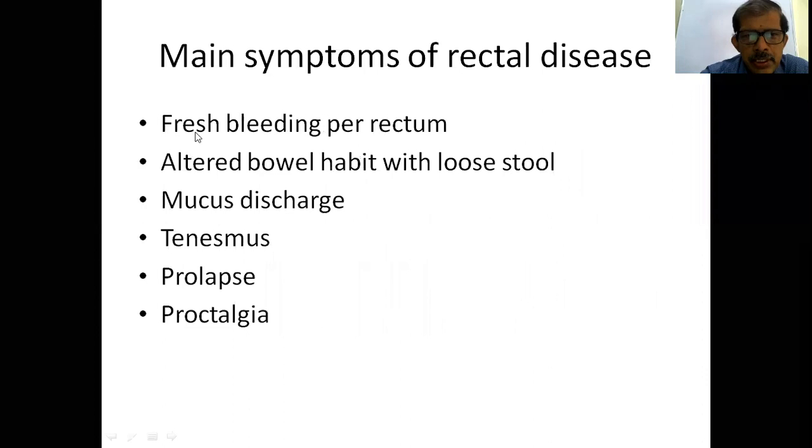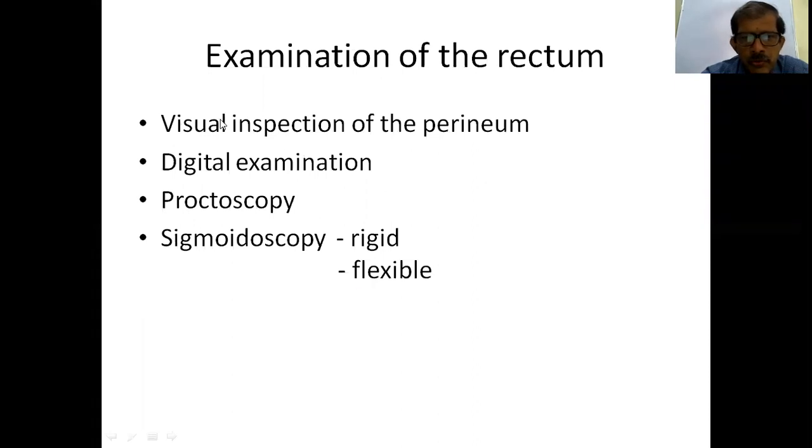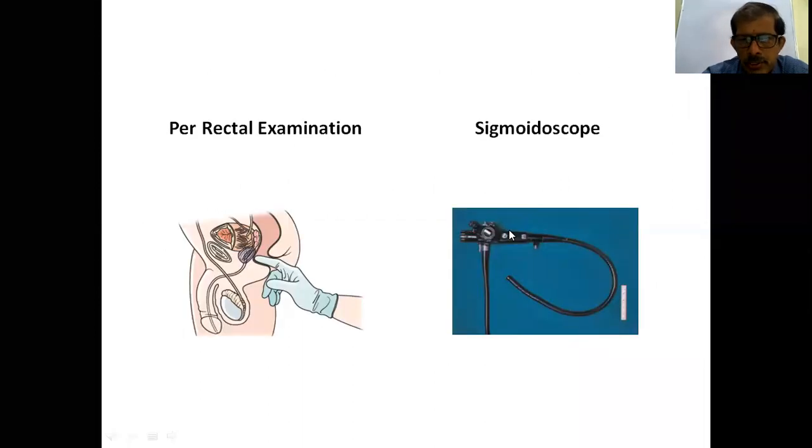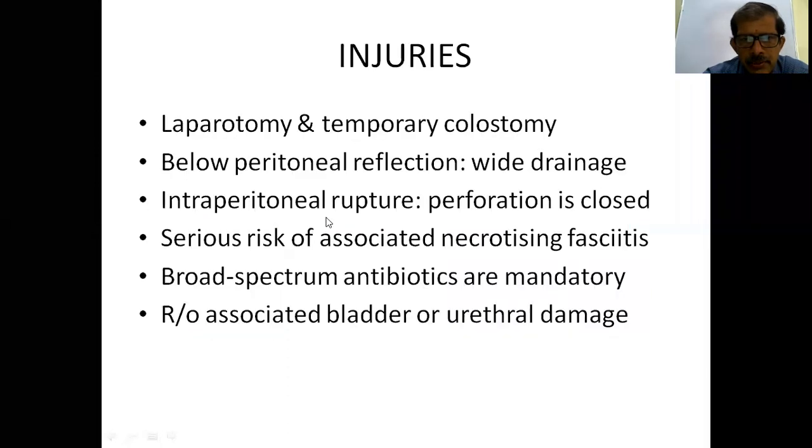Symptoms, already yesterday also you might have written about the symptoms of rectal disease. Bleeding per rectum is the commonest. Then you have altered bowel movements, mucus discharge, tenesmus, prolapse, and proctalgia. The various examination armamentarium are inspection, digital examination, proctoscopy, and sigmoidoscopy. So this is the sigmoidoscope, and this is how we do per rectal examination.